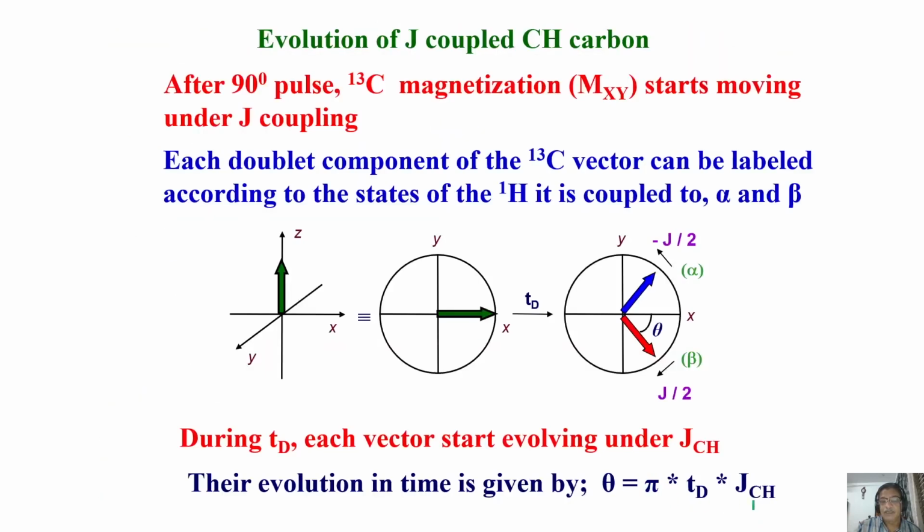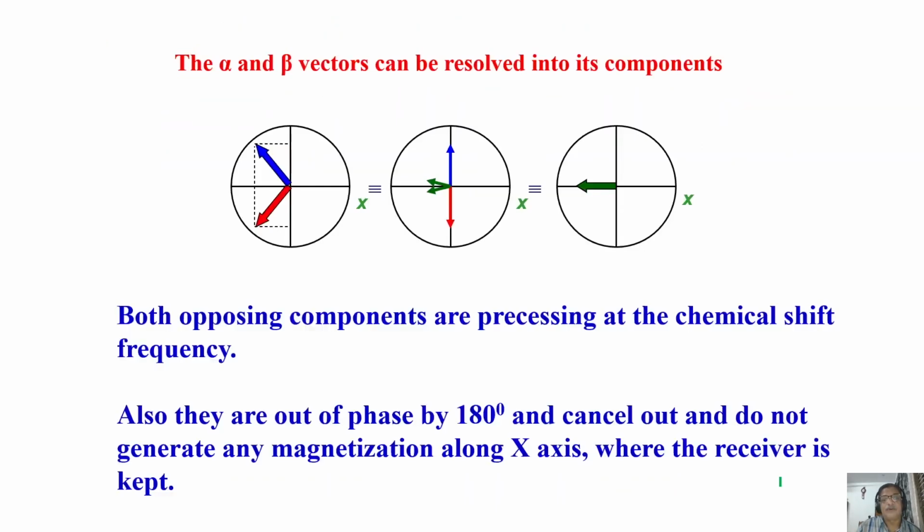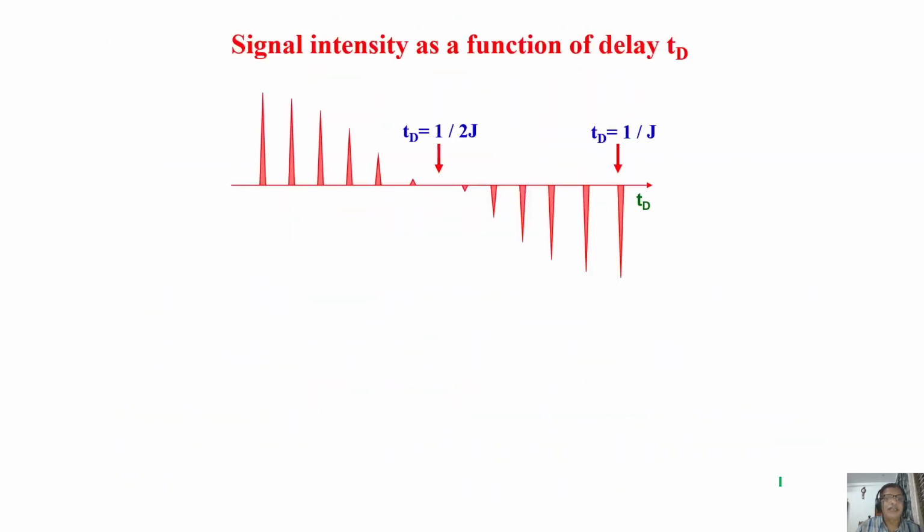This equation, pi TD into JCH, I plugged into that equation and found out what happened to the magnetization as a function of TD. And we observed for a CH vector what is happening. We resolved the vector into two components. We said the opposite moving components get nullified, and the vectors moving in the same direction get added up, and we found out what the signal is. We saw that when TD is exactly equal to 1 over 2J, the signal is 0.